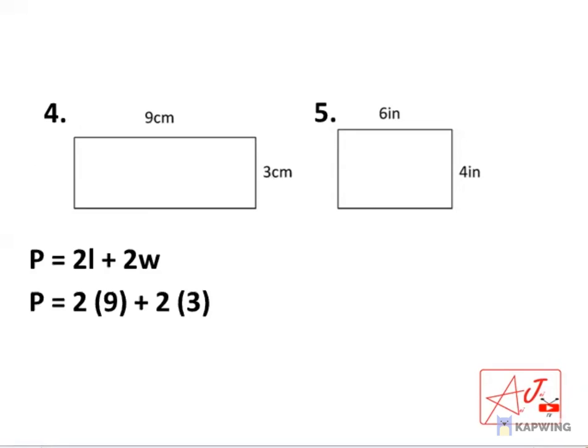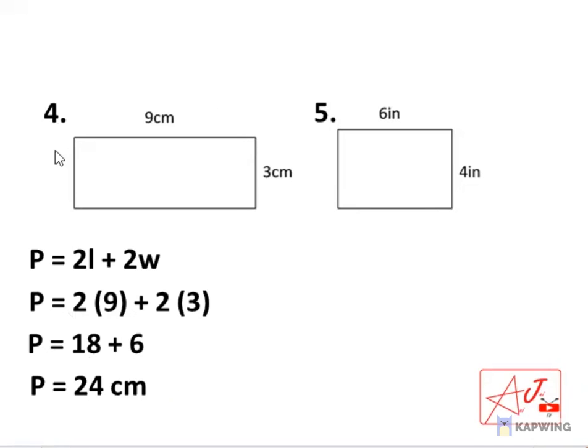So let us start. Perimeter is equals to 2L plus 2 width. So yung length natin, laging siya yung mas mahaba, i-substitute natin. So ang L natin is 9 at yung W natin or width natin is 3. Then 2 times 9 is 18 plus 2 times 3 is 6. Now, combine natin. 18 plus 6 is 24 centimeters.